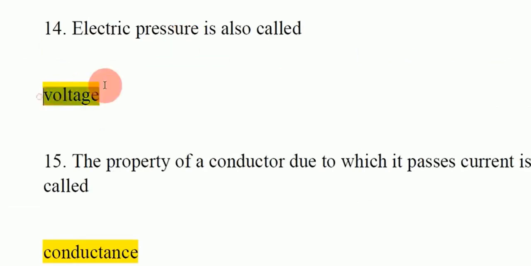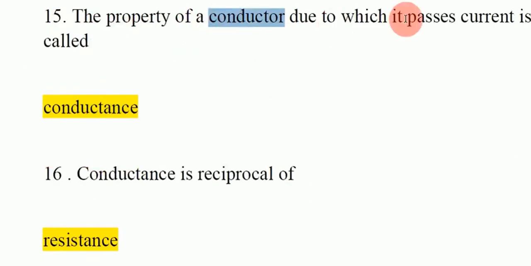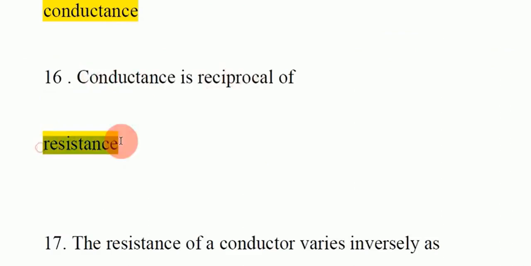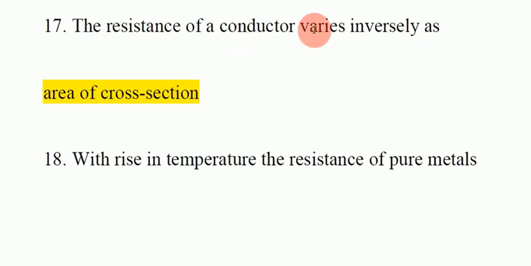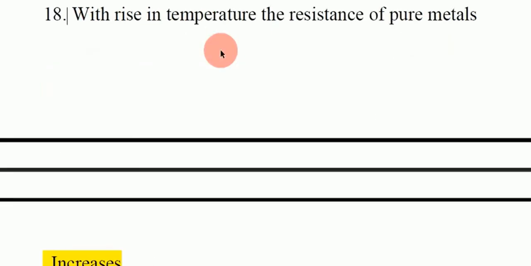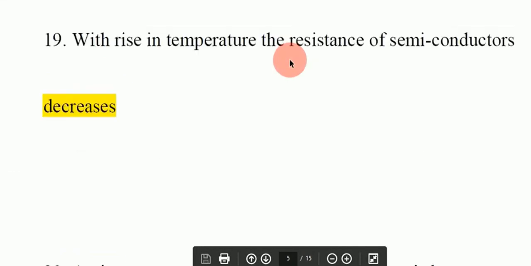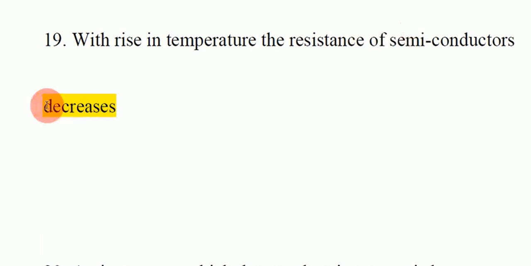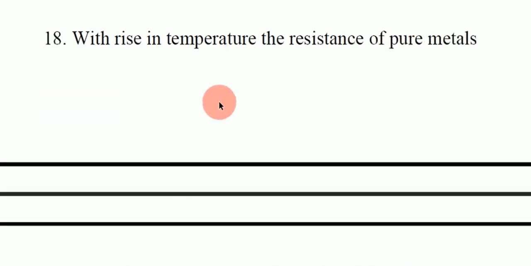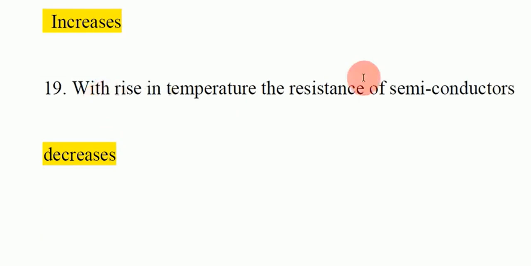Electric pressure is also called voltage. The property of a conductor due to which it passes current is called conductance. Conductance is the reciprocal of resistance. The resistance of a conductor varies inversely as the area of cross section. With rise in temperature, the resistance of pure metal increases. With rise in temperature, in the case of a semiconductor, the resistance decreases.